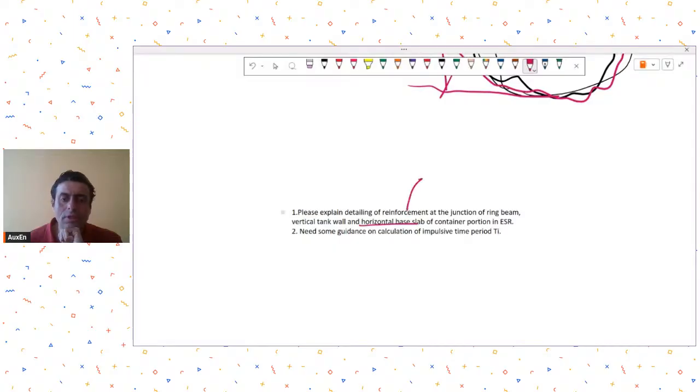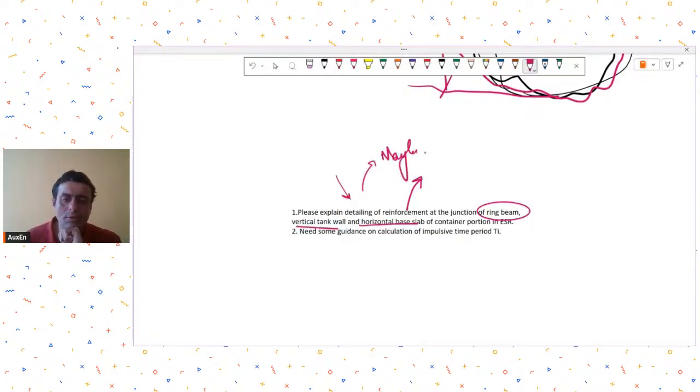No, but this is not clear, exactly where do we want the junction of the ring beam. Where have you given the ring beam, and how is it getting connected with the vertical tank wall? The question is not clear.